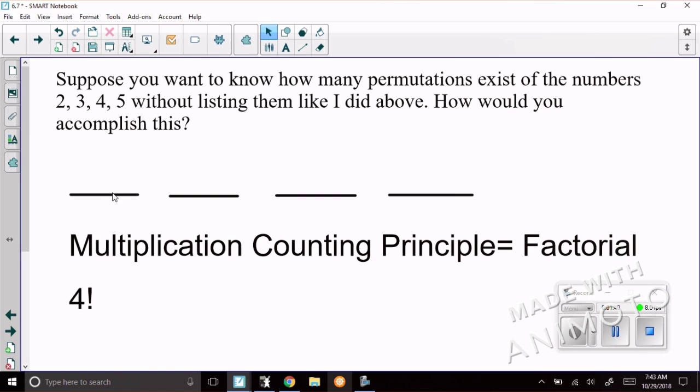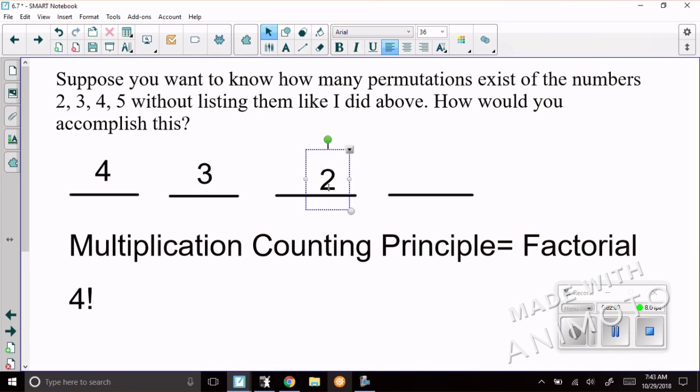All right, so how many numbers could go first? Well, we have 2, 3, 4, or 5. So technically there's 4 numbers that could go here. Okay, well then one of those numbers is going to be chosen there. So then how many numbers do we have left to go next? 3. Again, now one of the numbers will be first, another number will be second, and then we have 2 to choose from to be third, and then we only have 1 left that can go last. So in order to find how many permutations exist, all we have to do is 4 times 3 times 2 times 1. And that's called the multiplication counting principle, or as you might have seen before, a factorial.